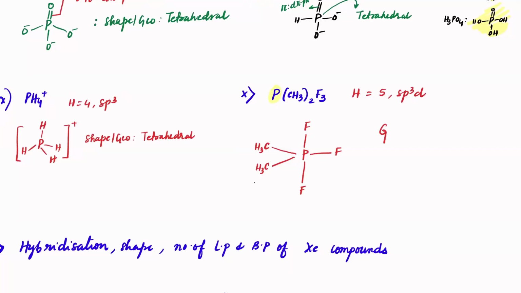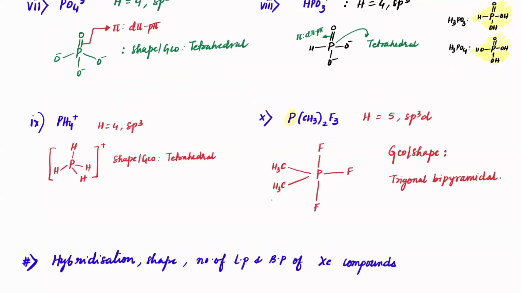So what is the geometry or shape? Both of them will be the same. So that is going to be trigonal bipyramidal. Trigonal bipyramidal. Okay. Check.